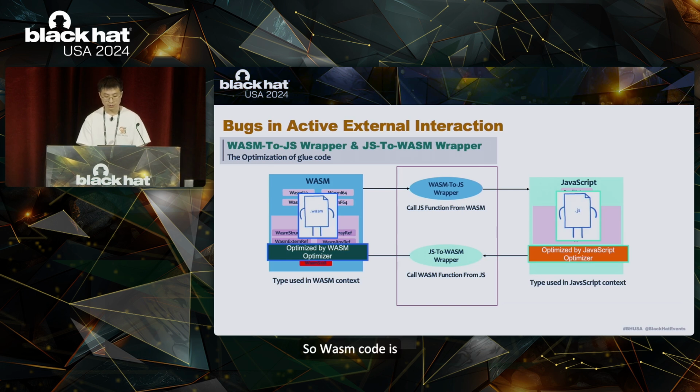So WASM code is optimized by the WASM compiler, and the JavaScript code is optimized by the JavaScript compiler. But what about the glue code between them? In fact, this glue code is in a state where neither of the optimizers fully manages it. Therefore, it can only be optimized in relative isolation.